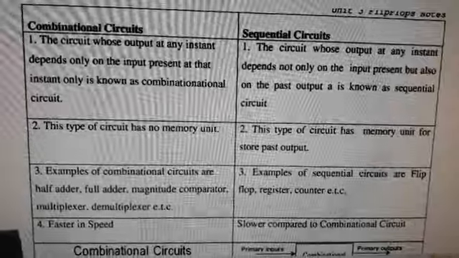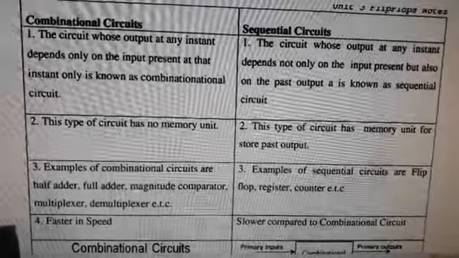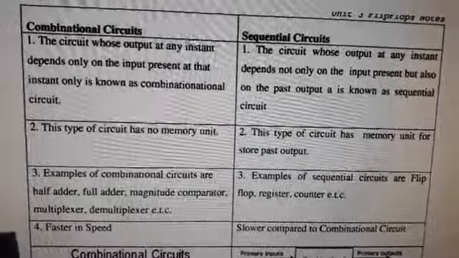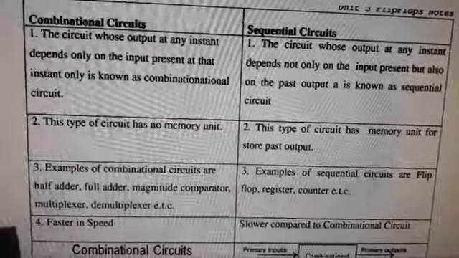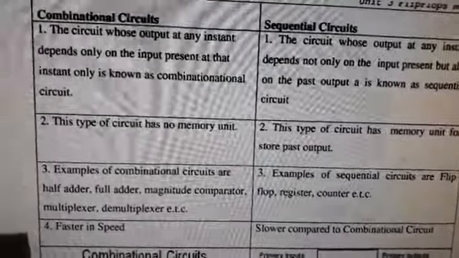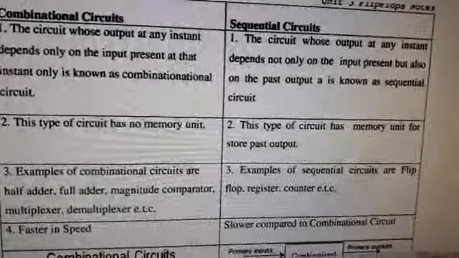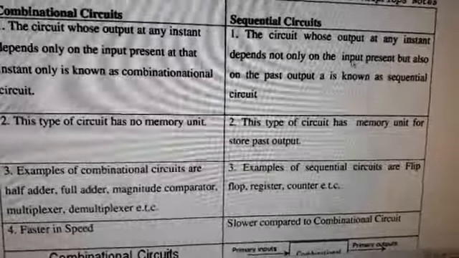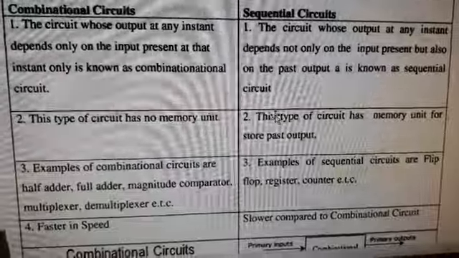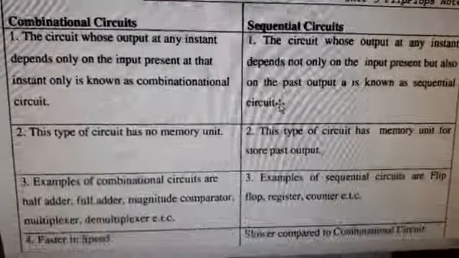Combinational, as the name indicates, is the combination of different inputs. Current inputs, and those inputs when combined will give you the output, and hence the name combinational. Whereas sequentials are those which not only depend on the current input but also on our previous results. So basically that definition is there.